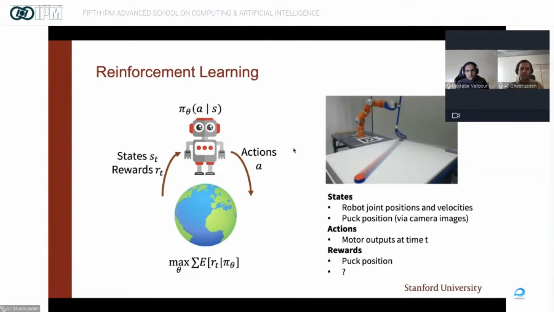Here, the policy, I guess you should also see my mouse cursor, right? Yes. Okay, good.